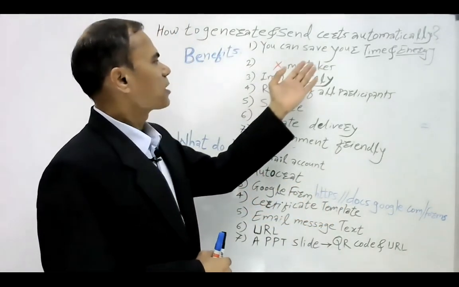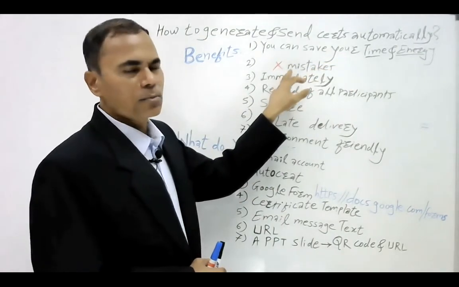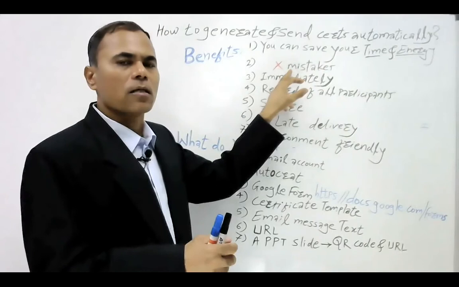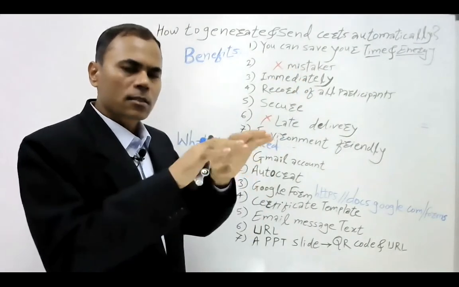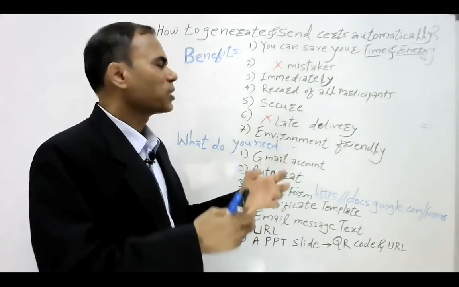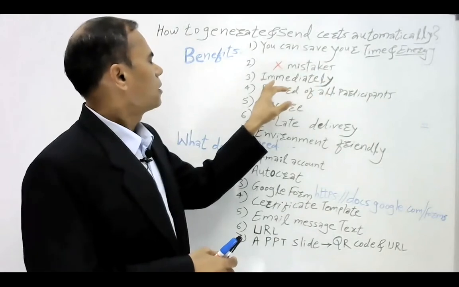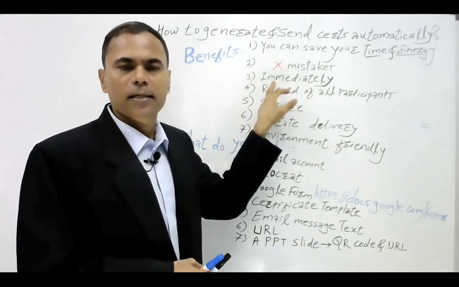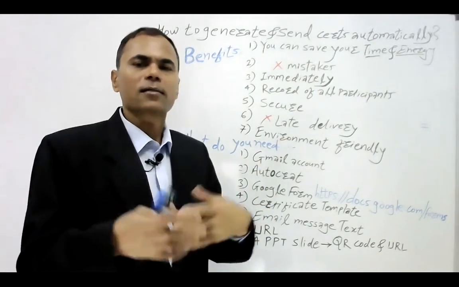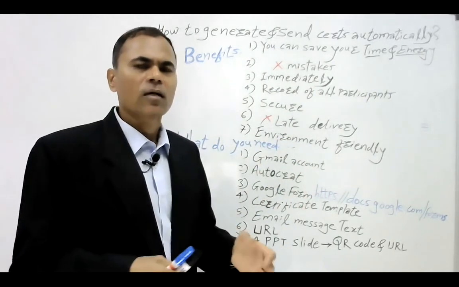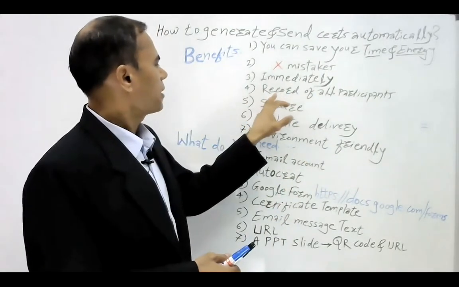For example, you can save your time and energy. You can avoid the mistakes because names of the participants will be typed by themselves. So there will be no mistakes in their names and we can avoid the typo errors. Then certificates can be generated immediately or instantly at the end of the workshop or at the end of your webinar or at the end of your conference. So you can generate them instantly.